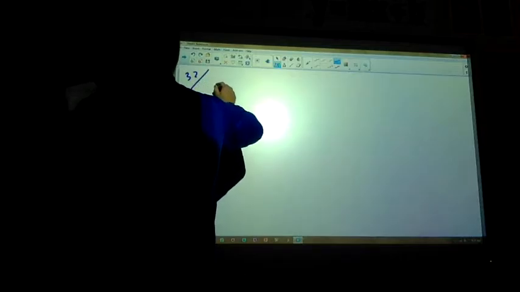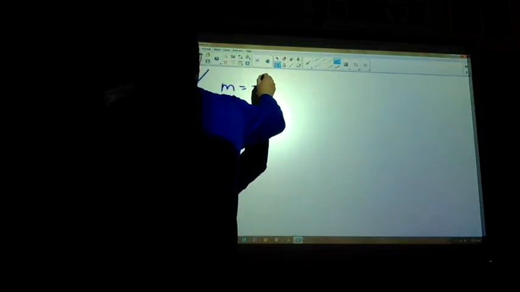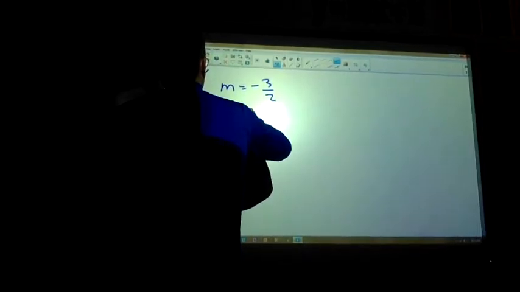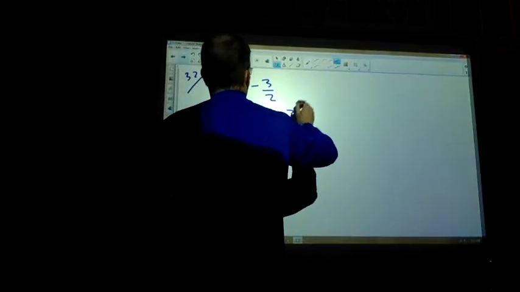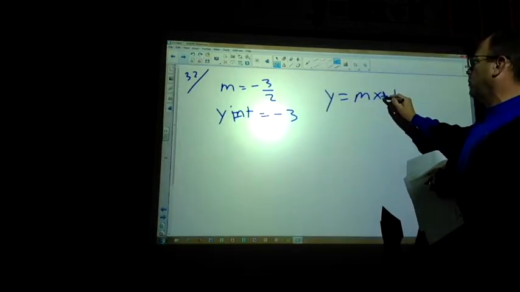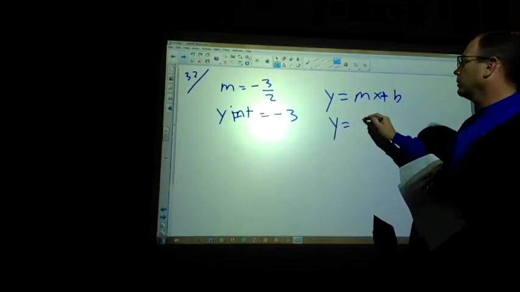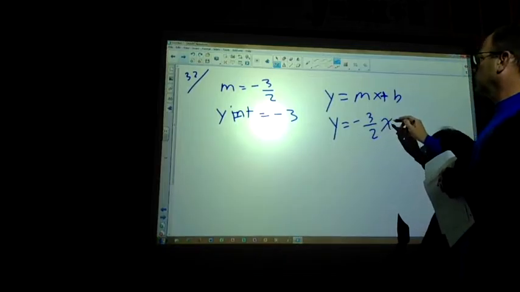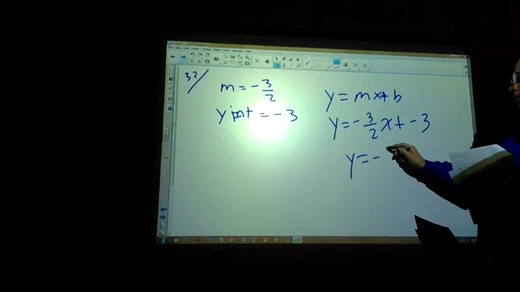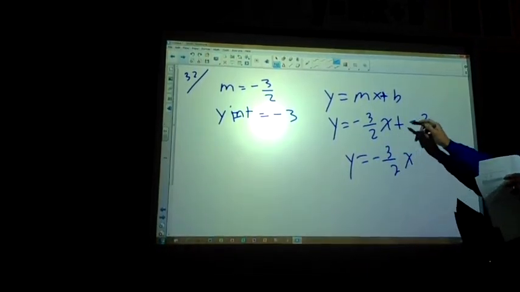32. If we have this as a slope and this as a y-intercept, we wanted to find the equation. This is the equation that works, slope-intercept form. So we plug our slope in, and then plus negative 3, you can leave it like that, or reduce the signs.